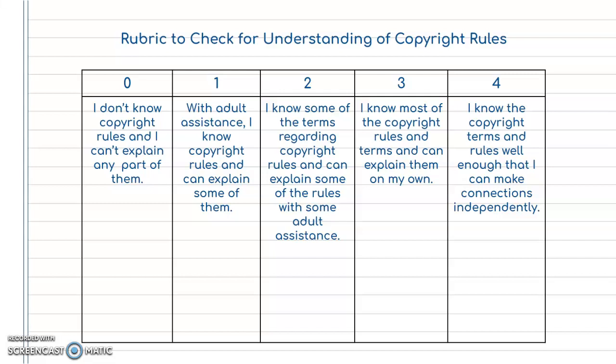A 2, you know some of the terms regarding copyright rules and can explain some of the rules with some adult assistance. A 3, you know most of the copyright rules and terms and can explain them by yourself. And then 4, you know the copyright terms and rules well enough that you can make connections independently.